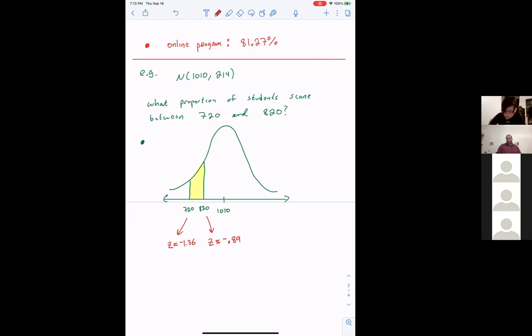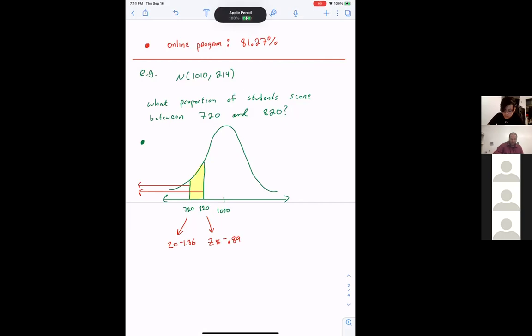So what we're going to do is calculate the percentage that comes from the 820, which remember is everything to the left of 820. We're going to calculate the percentage that comes from the 720, everything to the left of 720. And then what will we do with those two numbers? We'd subtract them.